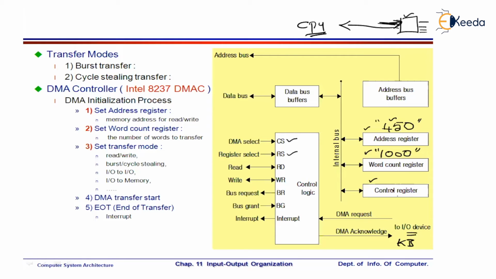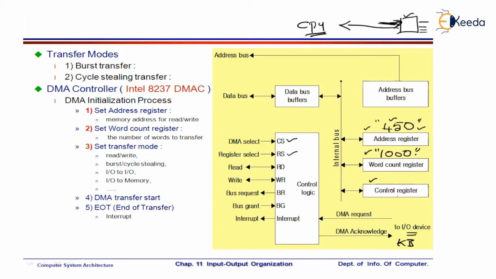Every device will have its own control byte, because the way the devices are controlled are different from device to device, right? So the control register also will be loaded by the CPU. First, it loads the address register. Second, it loads the word count register. Address register is going to state the starting address of the main memory to which the transfer has been initiated. If it is an output transfer, from which the transfer has been initiated.